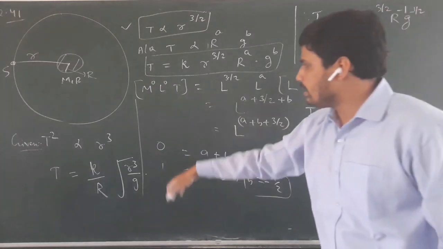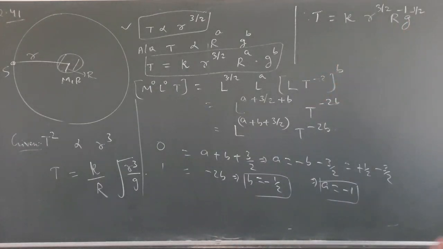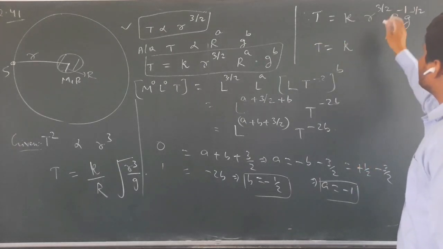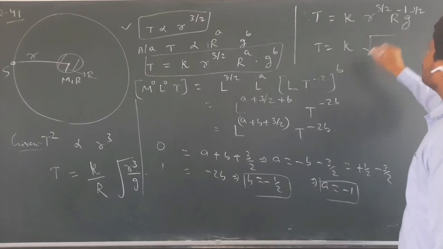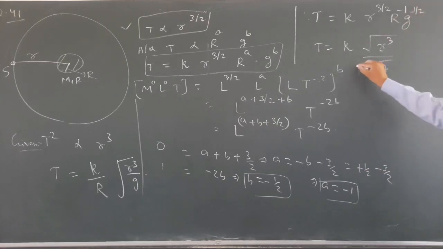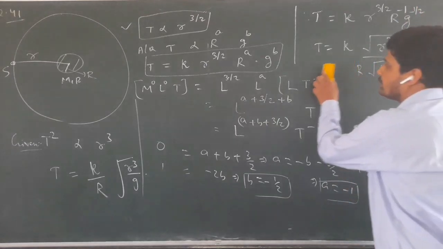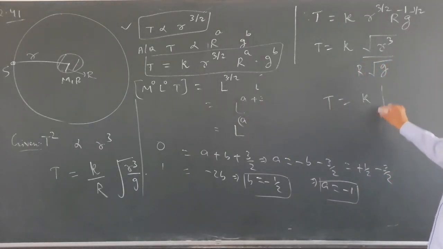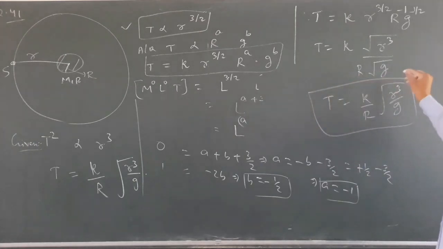Now you can compare over here. So this we can write as T is equal to K. r to the power 3 by 2 I can write as root under r cube. g to the power minus half will go down and become g to the power half, that is root g, and capital R to the power minus 1 will go down and become R. So this becomes T is equal to K by R under root r cube by g. Now this is the relation which was asked in this particular question.